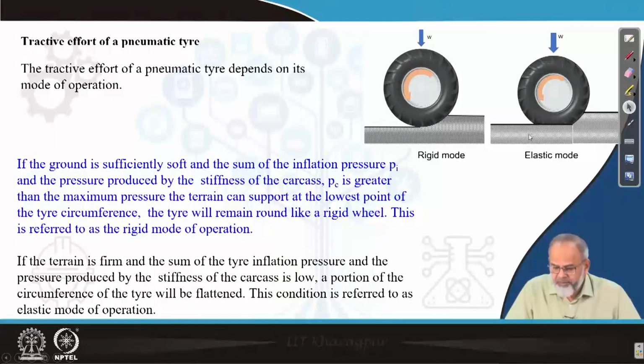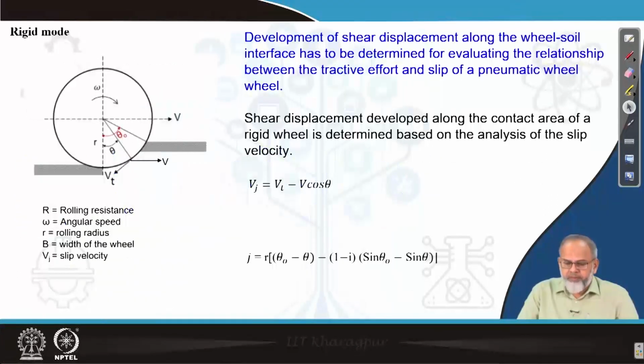So if it is in rigid mode, how to find out the tractive effort? If it is in elastic mode, how to find out the tractive effort? That we will discuss separately. Now when it is in rigid mode, as I said, this will be equivalent to a powered rigid wheel. And for a powered rigid wheel, the main thing is tractive effort, which we have already derived. So we will follow the same procedure.